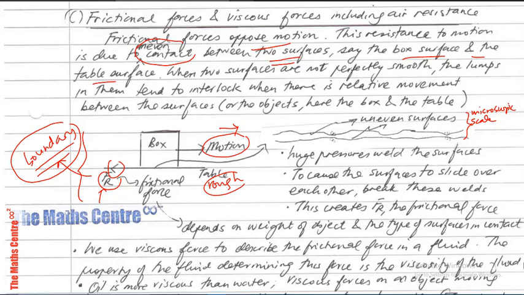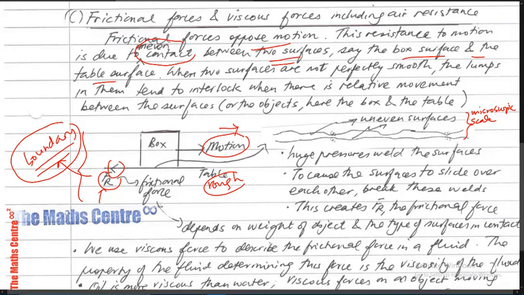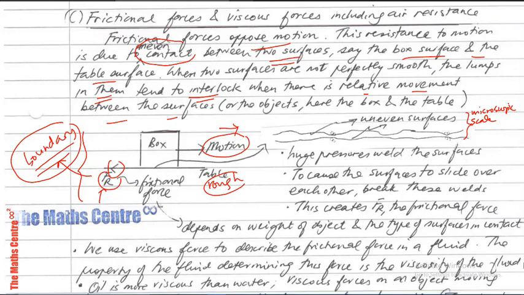When two surfaces are not perfectly smooth, the lumps in them tend to interlock when there is relative movement between the two surfaces. Now, in this case, the two objects here being the box and the table.